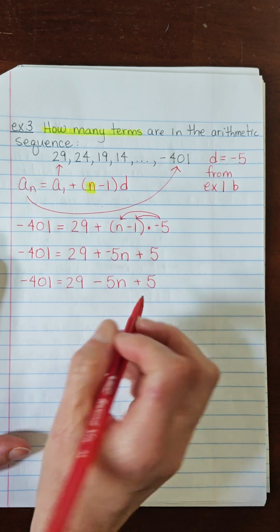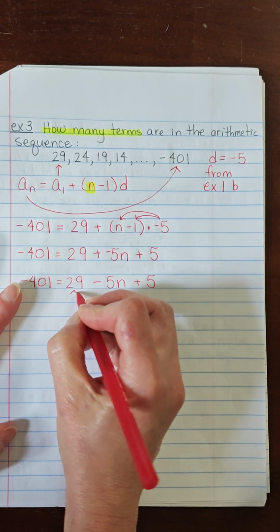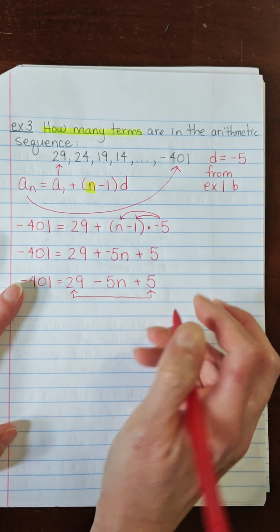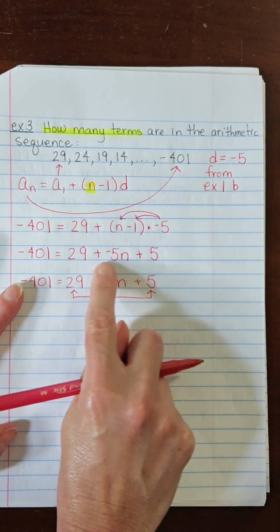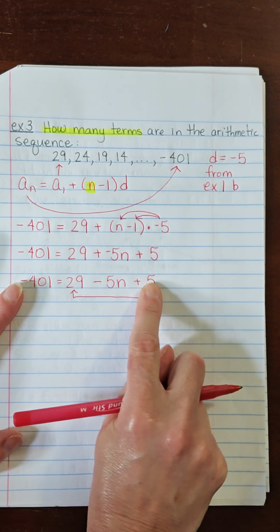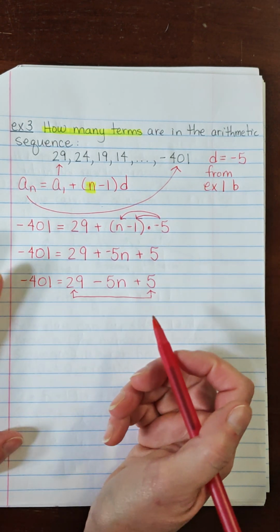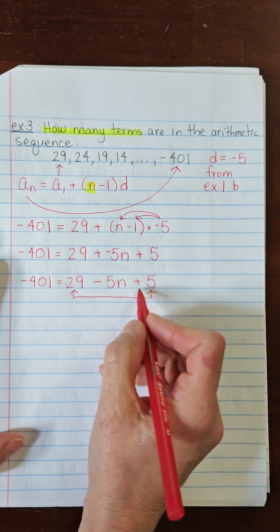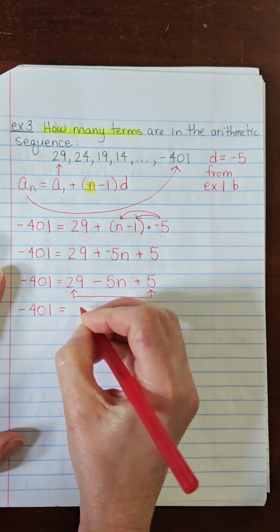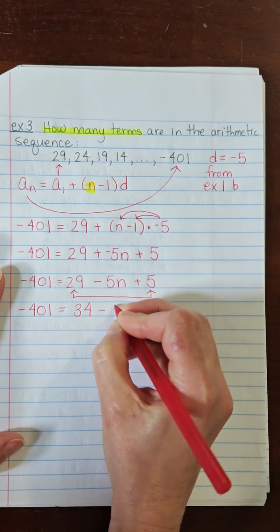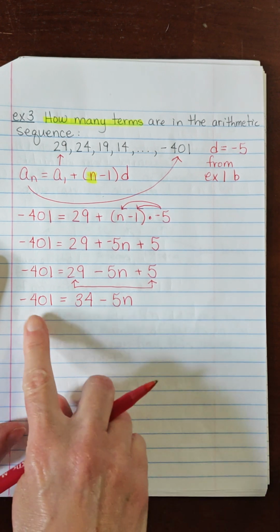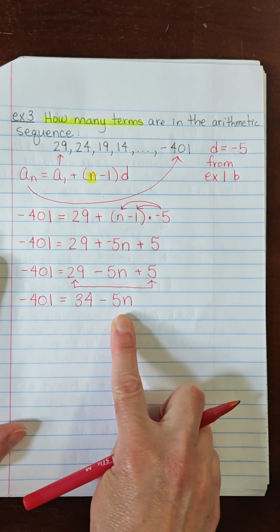All right, we can combine these two constants because they're on the same side of the equal sign. I can't combine all three of these numbers because that one has a variable and these are constants. They're not like terms. But these two are like terms. But all three of them together are not like terms. Okay, so 29 plus 5. So we get that negative 401 equals 34. And then we still have that minus 5n. All right, we've got this down to what we call a two-step equation.